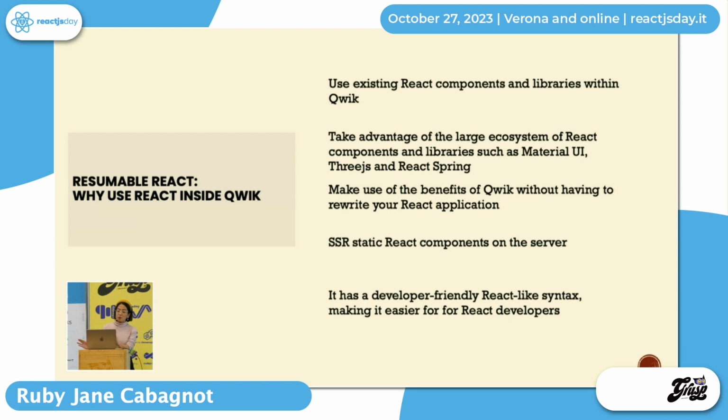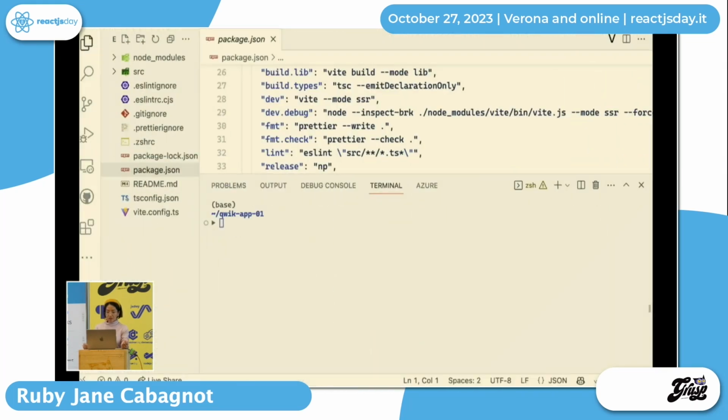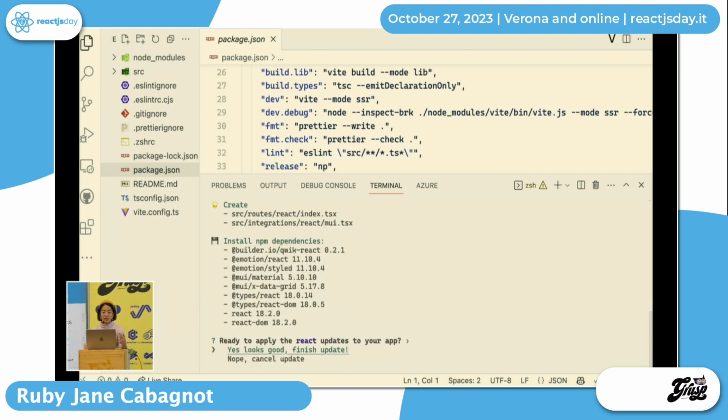It is also, they say, developer-friendly for React developers because it also uses JSX, making it easy for React developers. So, like I said, you just need to add React to your existing Qwik application. You just need to run this npm command, and the required dependencies will be installed too. It will automatically add things like Emotion and MUI, which you can remove if you don't actually need them.